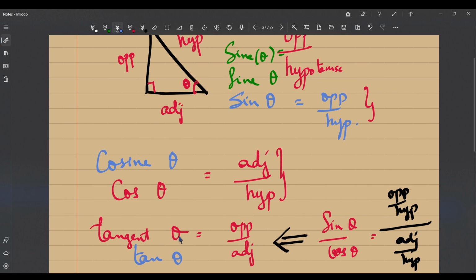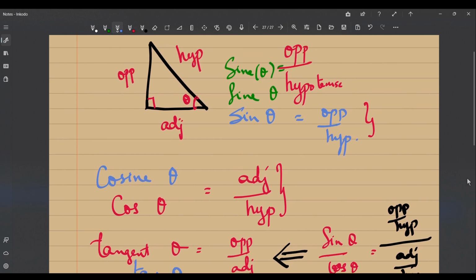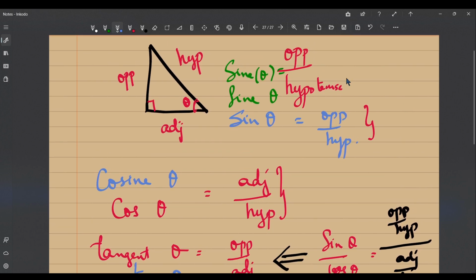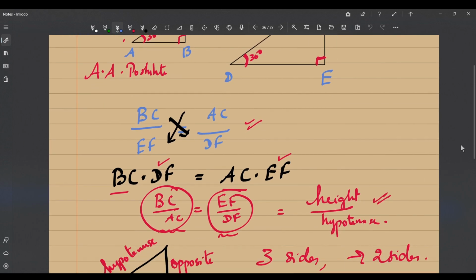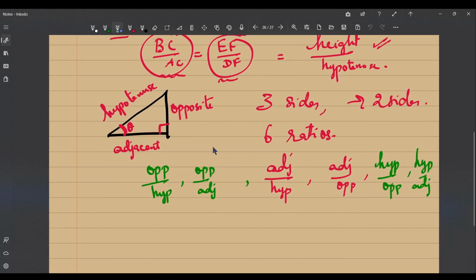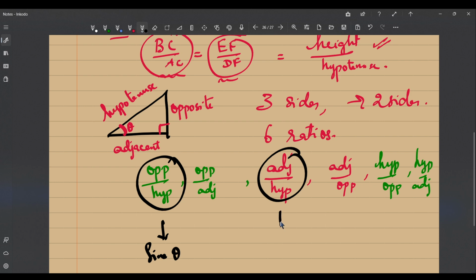The other three ratios, let us look at them in the next video. And the other three ratios are nothing but the reciprocals of these three ratios. I'll just show you how. We had listed 6 ratios. And what did we see now? We saw opposite by hypotenuse, which was sine theta, right? And we also saw adjacent by hypotenuse, which stood for cos theta.